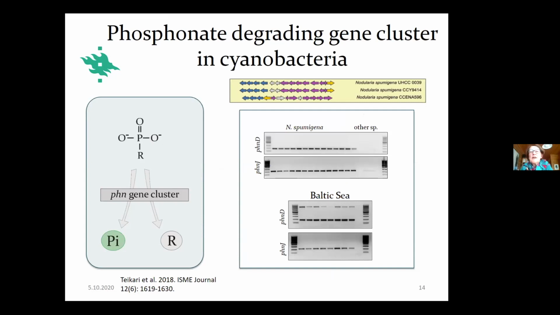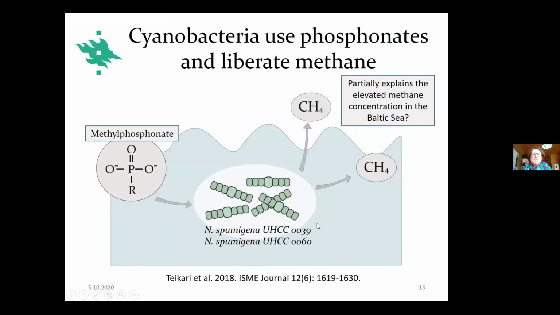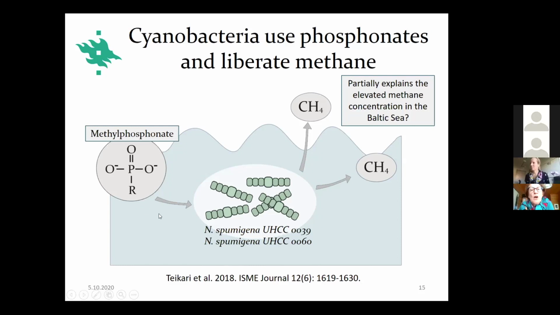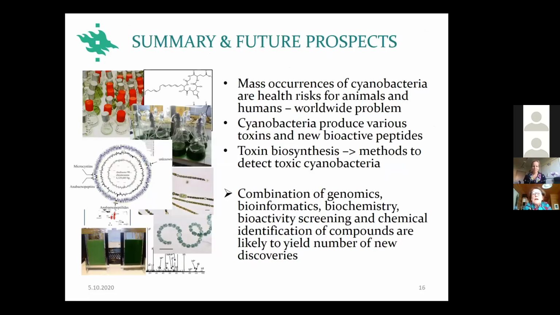And here you can see that all the 15 Nodularia spumigena cultures have this gene, and also in the Baltic Sea we could detect this gene in the blooms. So we think that cyanobacteria can use phosphonates and liberate methane. We noticed that methylphosphonate was the one on which both of these strains were growing very well. And since they are photosynthetic organisms, they don't need this carbon, and that's why they liberate it into the water environment. So here are the conclusions.